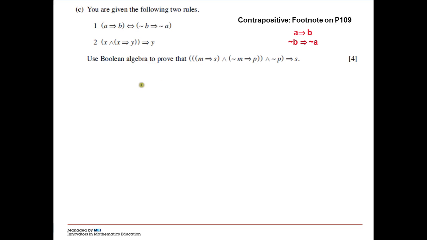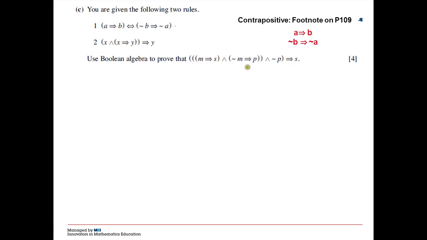Right, then we get to the Boolean algebra. Here you are given 2 rules. This first rule particularly is something called the contrapositive, and it's quite important, but it's not really covered very well in the textbook. It's only mentioned in a footnote on page 109. But basically the contrapositive says if you've got A implies B, then not B must imply not A. And that's as stated up there.